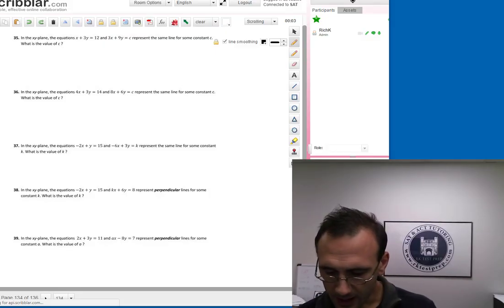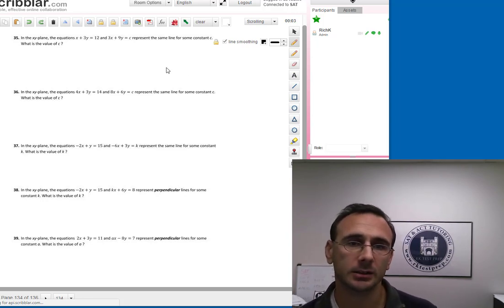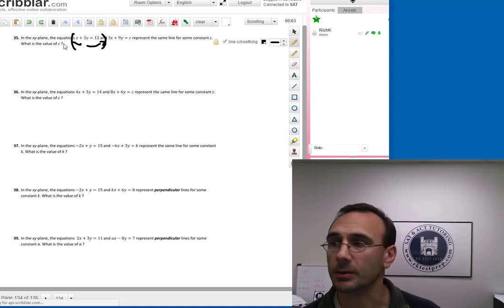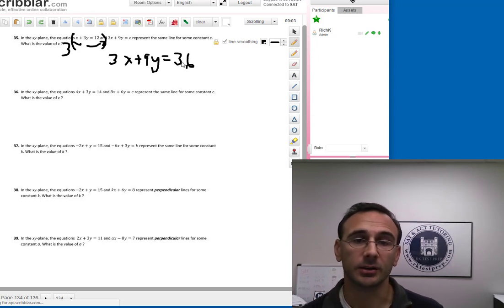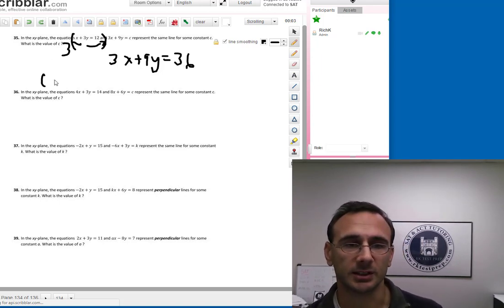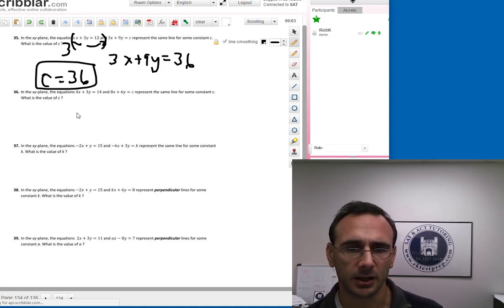Continuing on, 35 gives us two equations, and it says they represent the same line. So we want to make them more the same. Don't know what c is, but to turn x into 3x, I would times this whole first thing by 3. And it becomes 3x plus 9y equals 36. The other equation is 3x plus 9y equals c. So the c is where the 36 is, and it has to equal that. So always compare like terms there at the end.